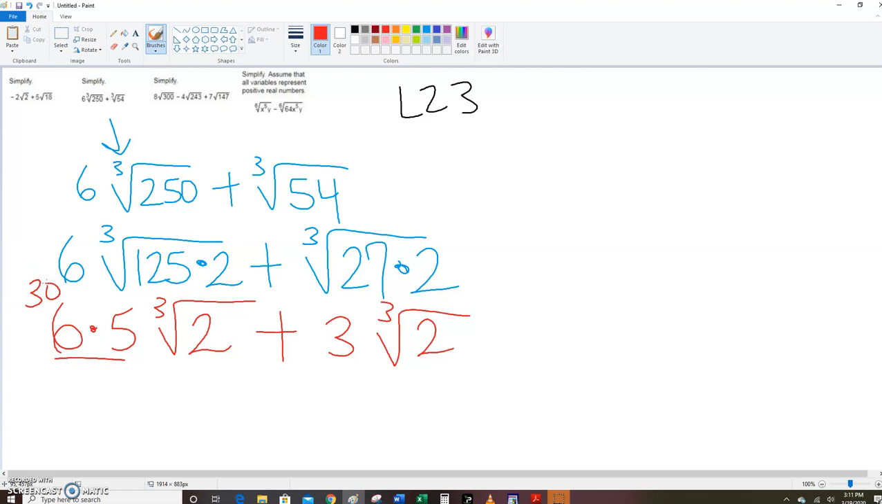And because we have the same cube root of 2, these are like terms, and you can add them together. So 30 plus 3 gives us 33 times the cube root of 2. Very important. If you're given a root other than 2 and you got stuff left over inside the radical, bring down the given root.